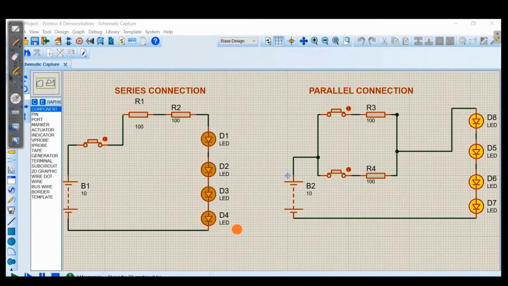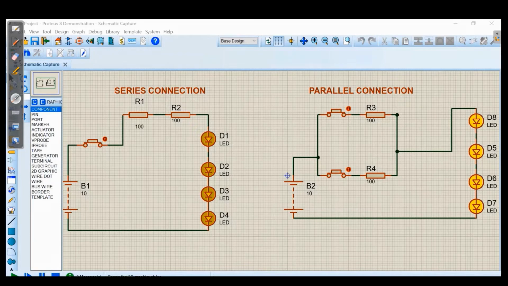Just look what happened. Of the two sides of LEDs, one is dim and the other is fully bright. That means in parallel the resistance value is reduced. That means 1 by R3 and 1 by R4 are added. That means if you connect resistors in series and parallel, their effective value changes, right? In parallel, the LEDs are brighter. That means more current flows through the LEDs.